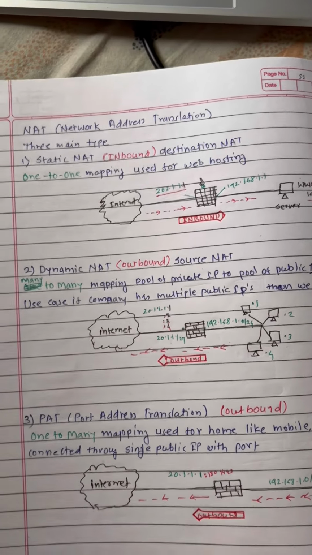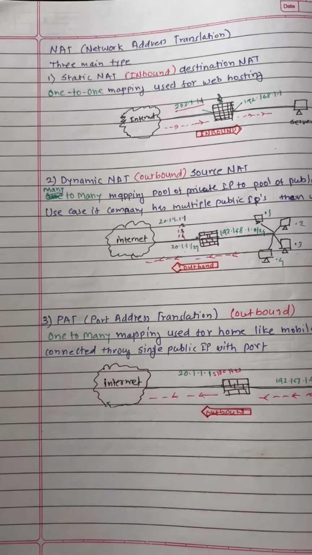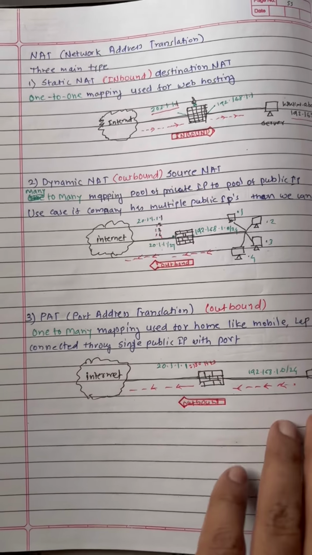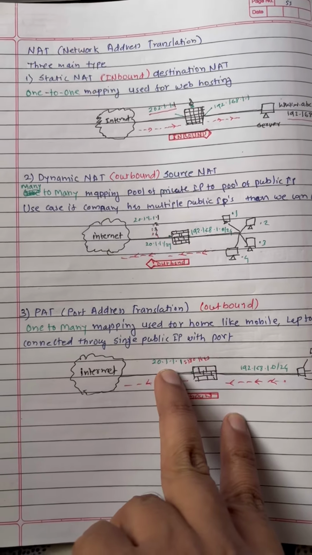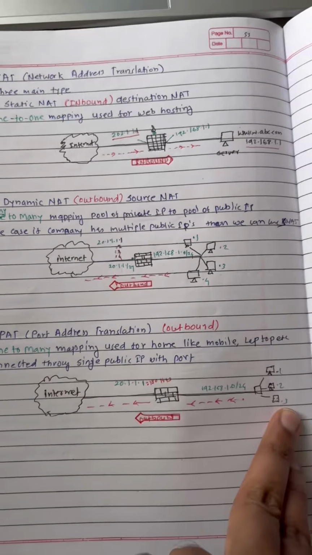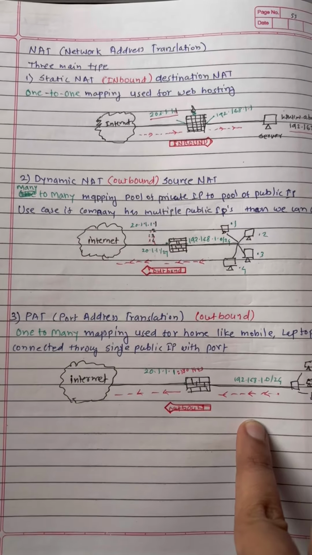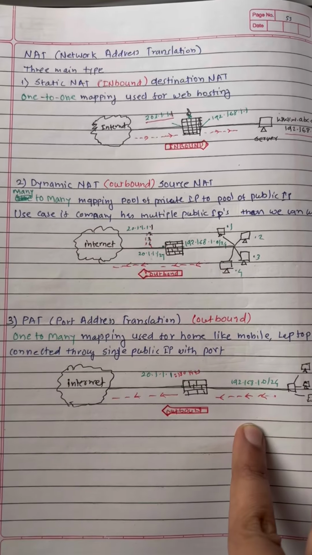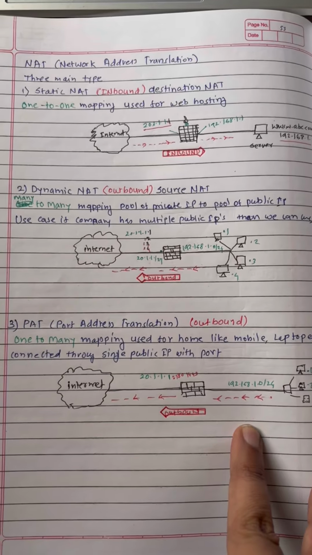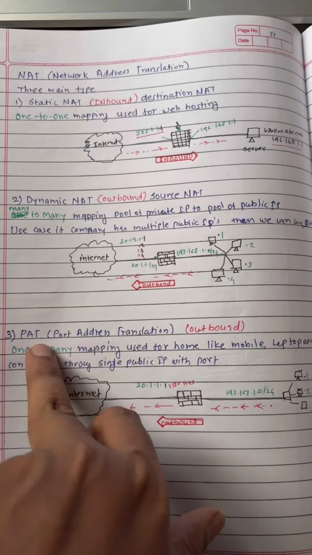Okay, the next type is PAT. PAT is Port Address Translation. This is also an outbound NAT, and it is one-to-many. Okay, meaning only one public IP address is used, but it has multiple port addresses assigned to the internal hosts. And what is the use case of this? When anyone asks about PAT, just think about your home internet Wi-Fi, like your mobile and laptops connected through a single IP with multiple ports. So there we use PAT.